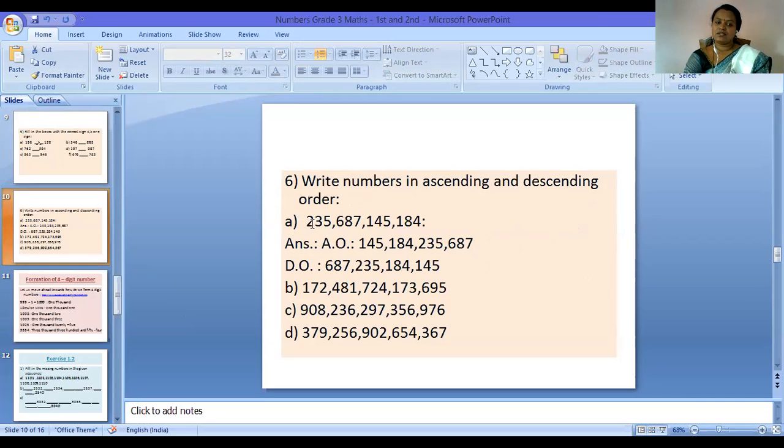So here one of the example is solved for you. Where you see the first question, 235, 687, 145 and 184. So the ascending order is the lowest is 145, next comes 184, next is 235 and finally 687. The descending order goes to the reverse, that is 687, 235, 184 and 145. So please move on to the questions B, C and D. Mark it as the drill sums and solve.